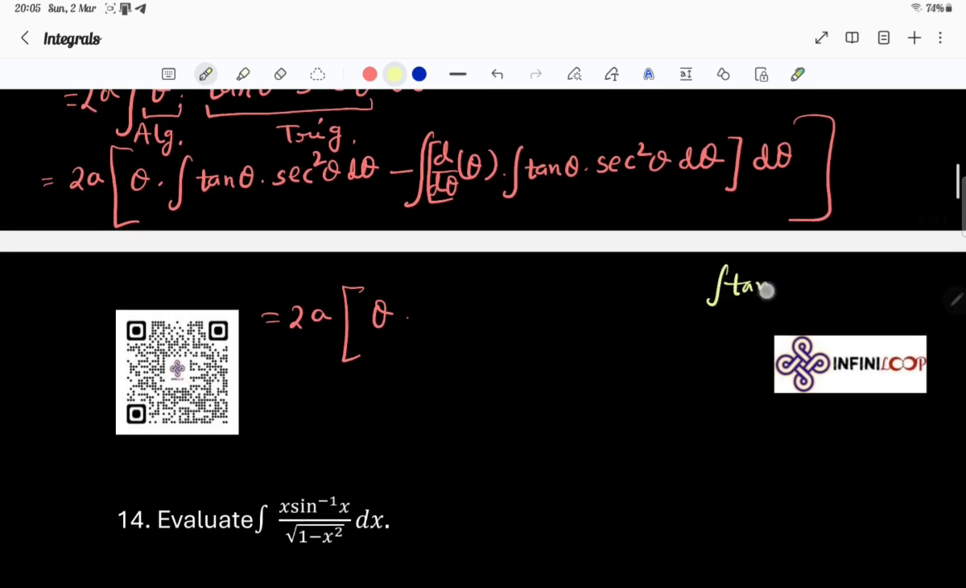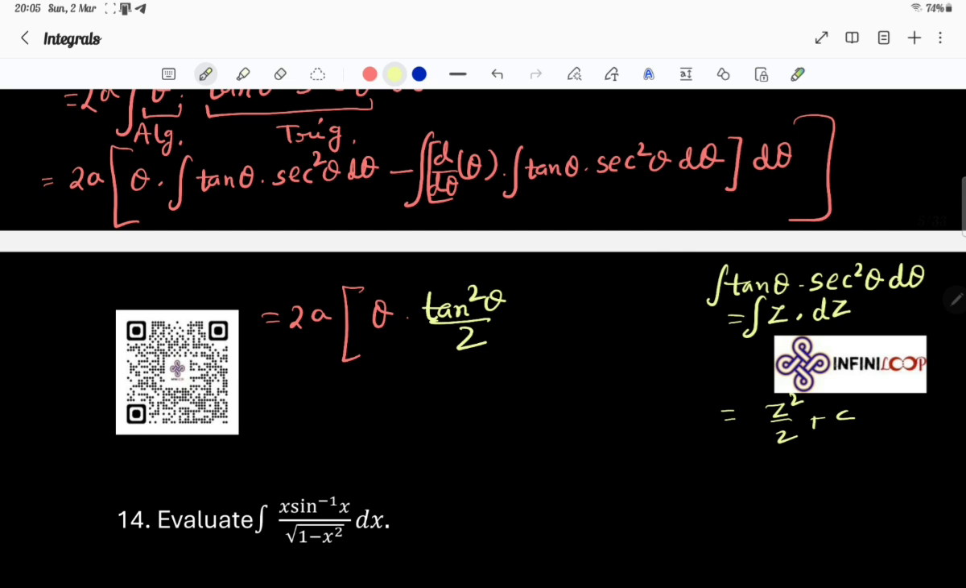Suppose tan theta into sec square theta. As you know, the derivative of tan theta is sec square theta, so directly can I write the integration? If I take tan theta as z, in the rough you will do, tan theta is z, sec square theta d theta will be dz. It will be z square by 2 plus c, so z means tan, so directly you will write tan square theta by 2.